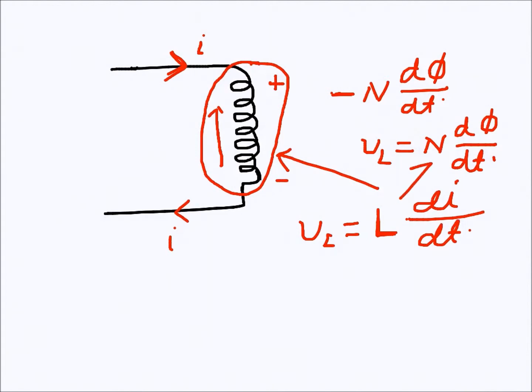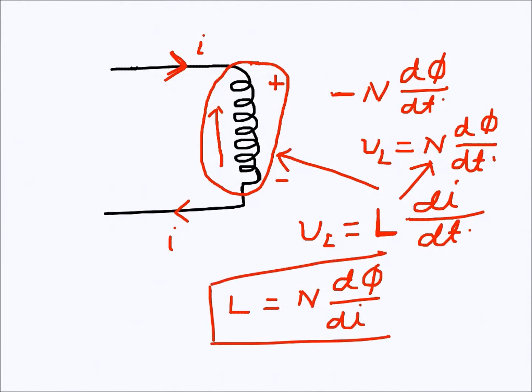So we can equate these two to find that L is actually N d phi over di. So this is the inductance. And for a solenoid, the inductance is given by an expression, I won't derive it. So this is permeability, then turns squared, then cross section over length. So this is independent of current.